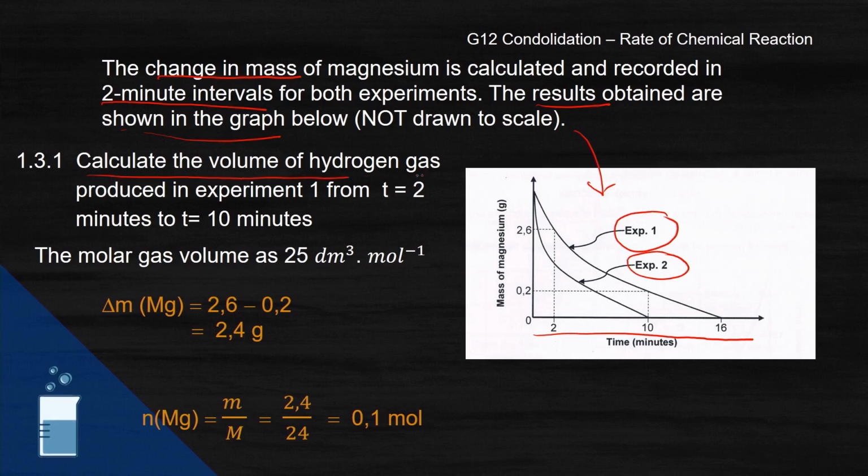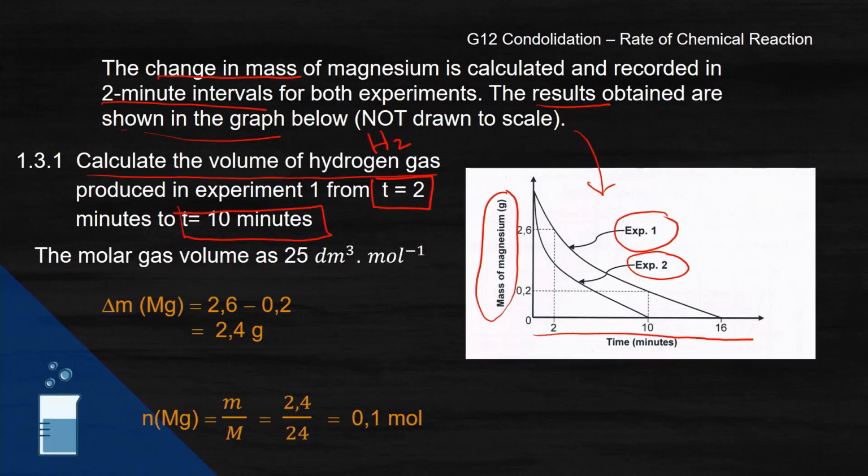Calculate the volume of hydrogen gas produced in experiment 1 from the time interval t equals 2 minutes to the time interval of t equals 10 minutes. Now, they are asking for hydrogen gas. There we go. How much hydrogen gas? What is the volume of hydrogen gas being produced? We do not know that. They have not given that to us. What they have given us is a graph of the mass of magnesium.